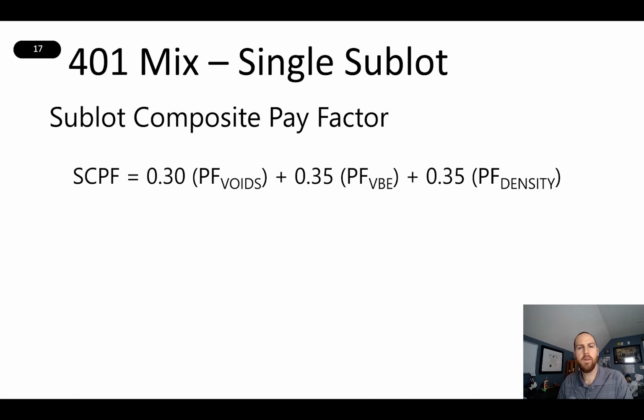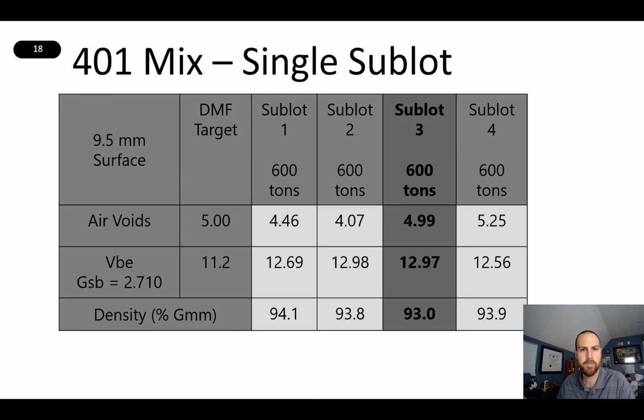In order to calculate pay for a single sublot, we need to determine the sublot composite pay factor. Per specification, the air voids are worth 30%, the VBE is worth 35%, and the density is worth 35%. For this example, let's look at a 9.5 millimeter surface, and let's look at sublot 3.